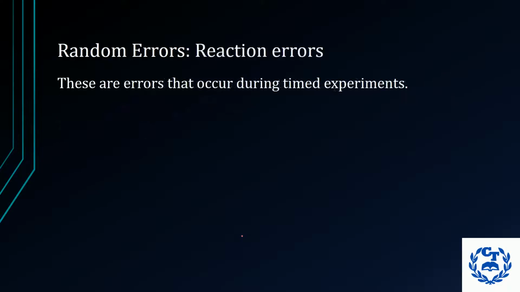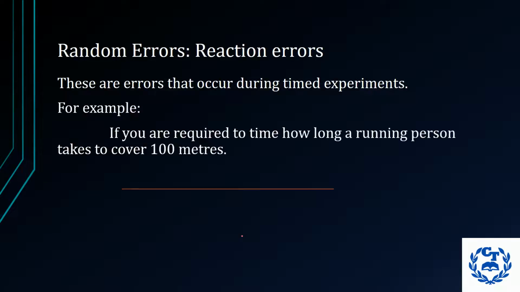The reaction error is simply an error that occurs during the timing of an experiment. Say, for example, you're required to time how long a running person takes to cover 100 meters. If you're supposed to start the timer at this point here, you would end up starting the timer at this point. Or if you're supposed to stop the timer at this point, you will probably stop it at this point.